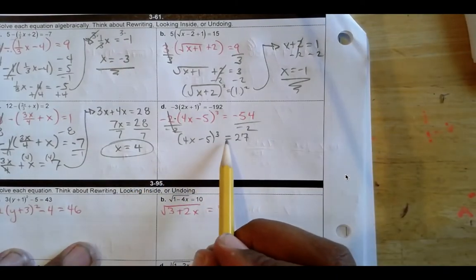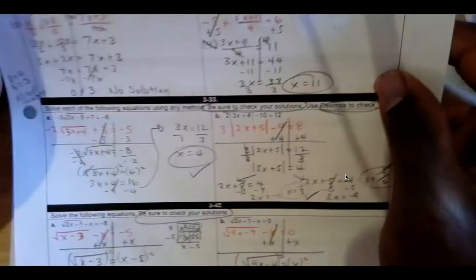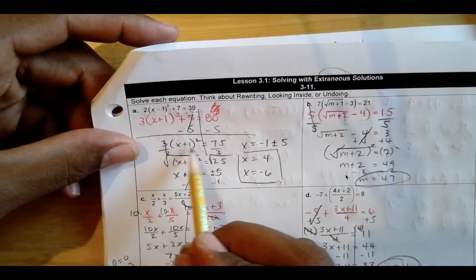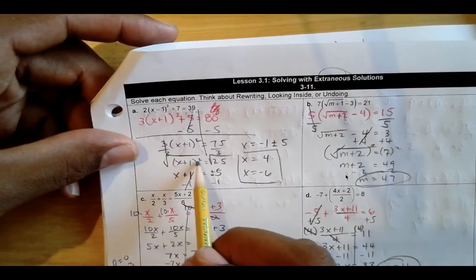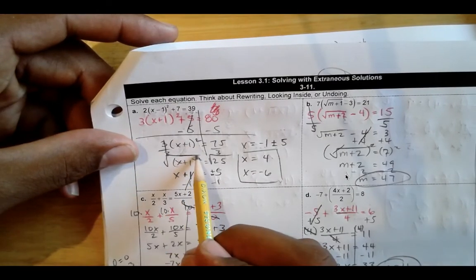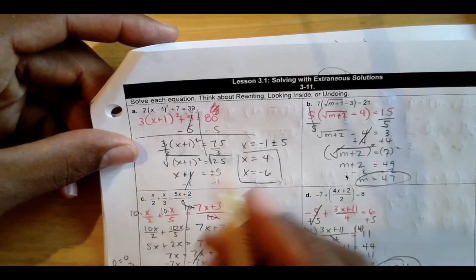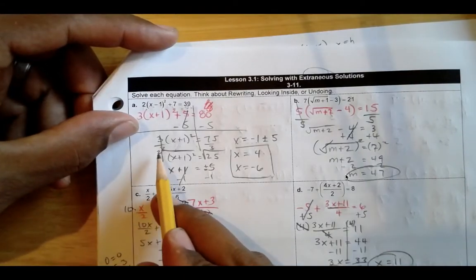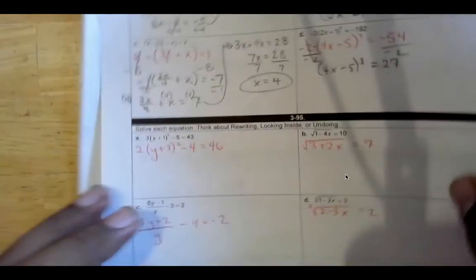Now, if you go back to the problem that we did on the front page, let's see, where was it? Okay, the very first one. We had x plus 1 squared. And what we did to get rid of that is that we square rooted it. Remember that when we say square root, there's actually a 2 right there. We just never write it.